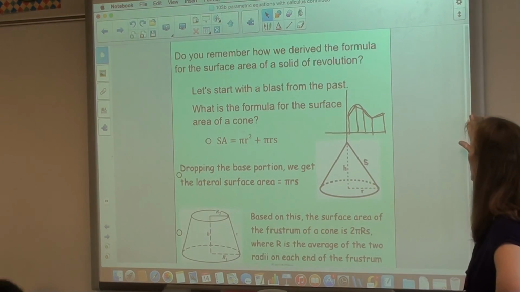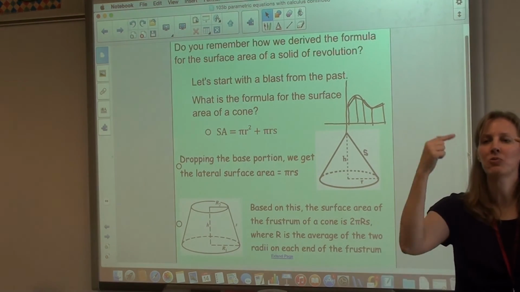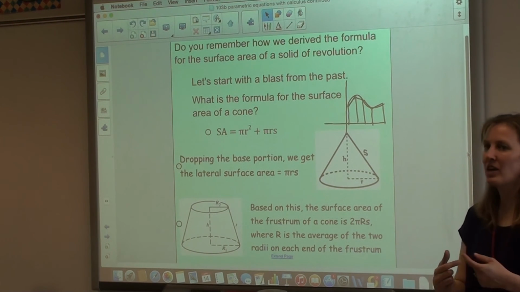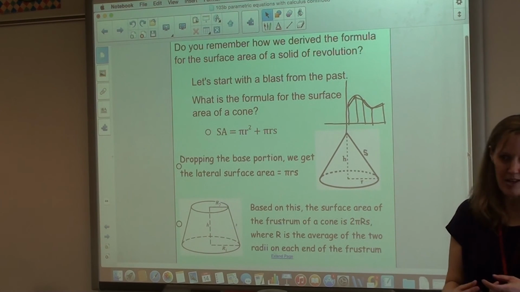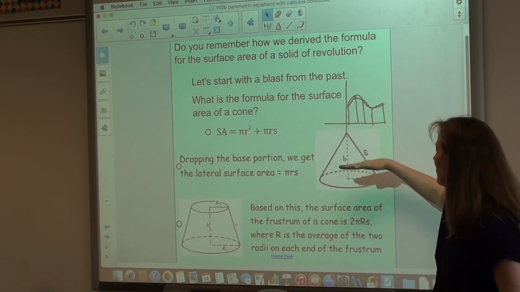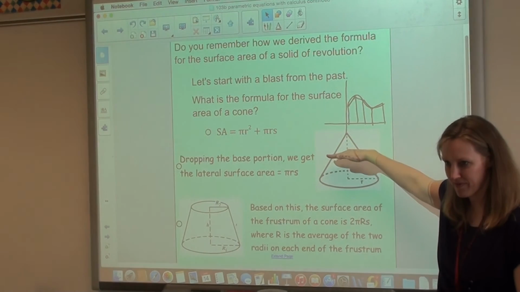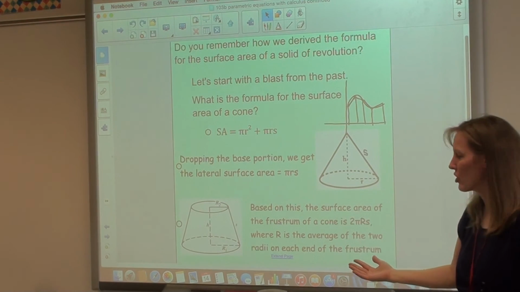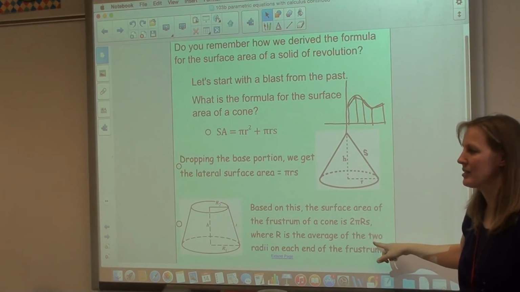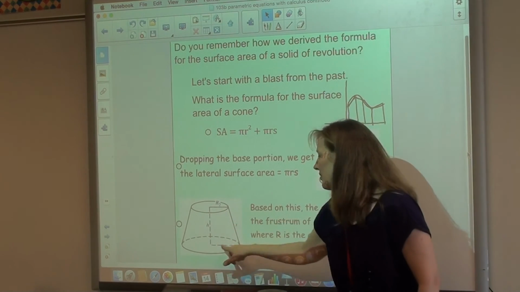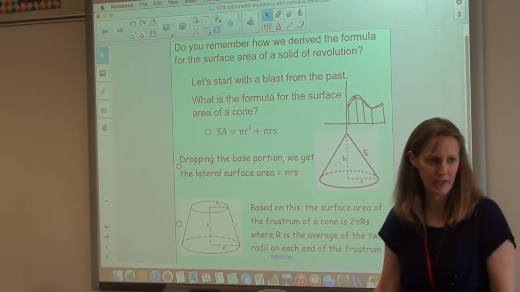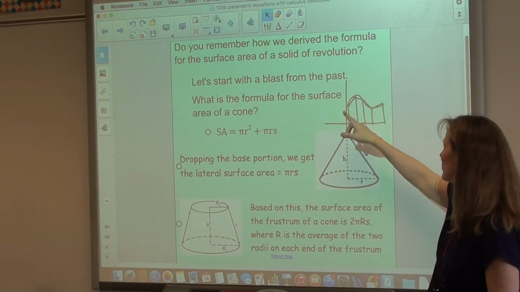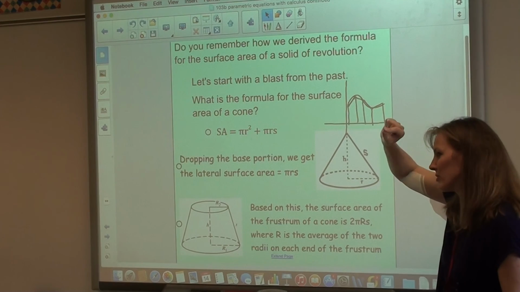Okay. When we are doing surface area of a volume formed by revolution, we are actually adding together infinitely many conical frustums. A frustum is the portion of a cone with the top cut off. So the surface area of a frustum is 2πRs, where big R is the average of the two radii, and S again is the slant. If you look, I drew this a while ago with my mouse on the computer, so it's not a great drawing.